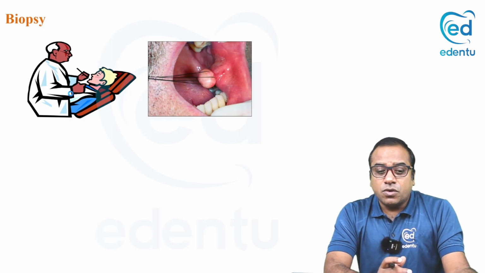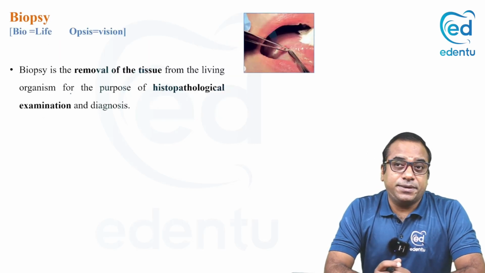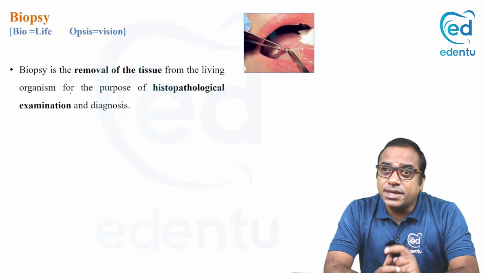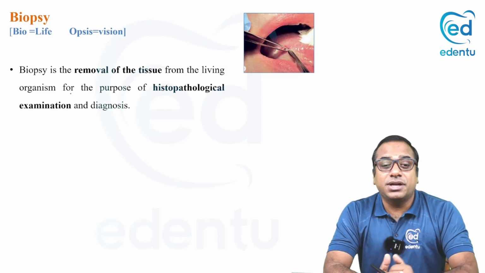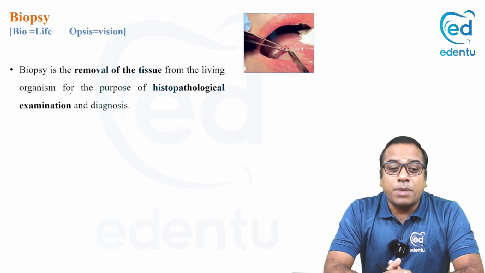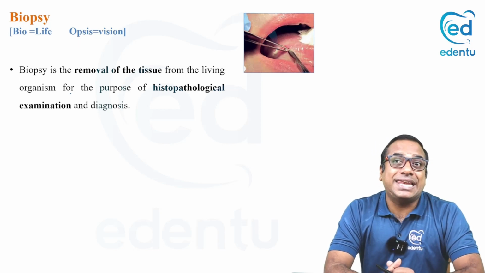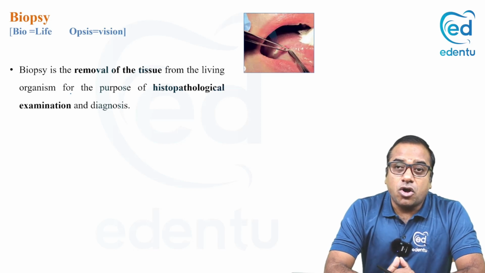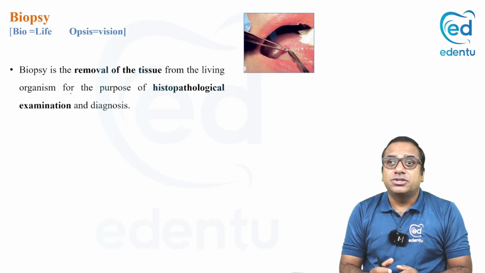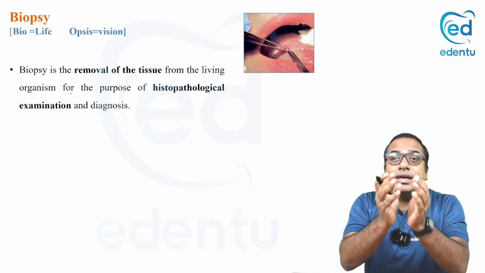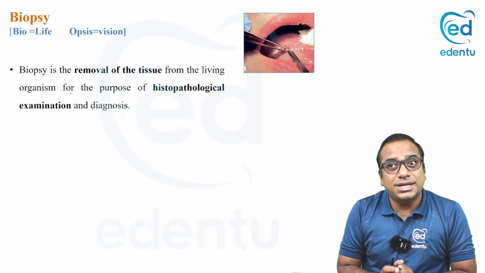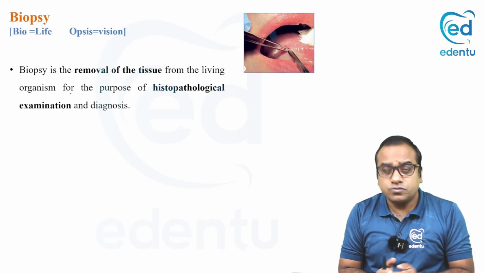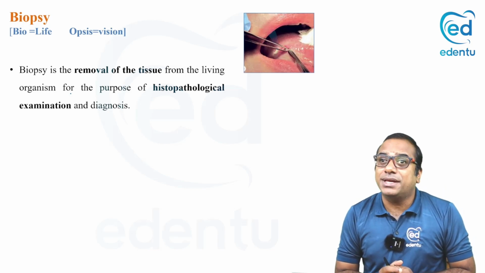So, what do you mean by biopsy? The word biopsy is made up of two words. The first one is bio and the second word is opsis. Bio means life, as we all know, and opsis means vision. That means we are seeing a healthy tissue, a living tissue or an unhealthy tissue. That is called biopsy.